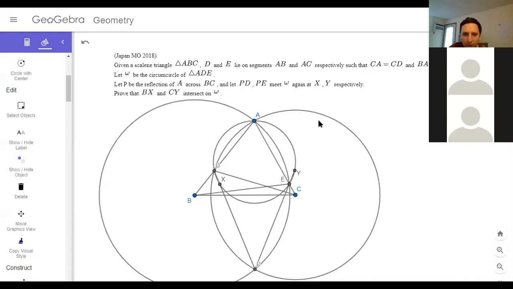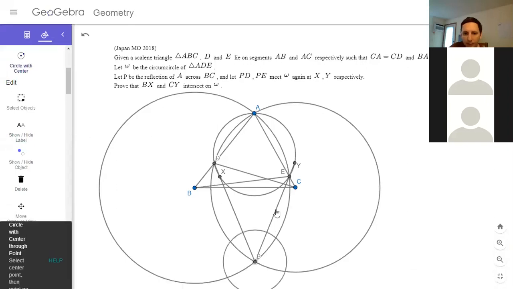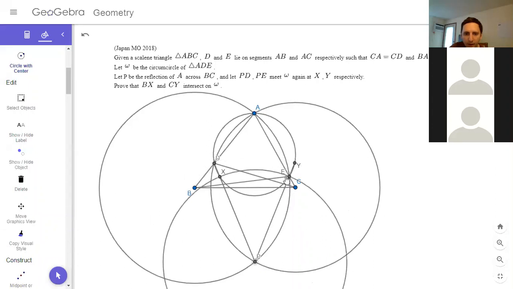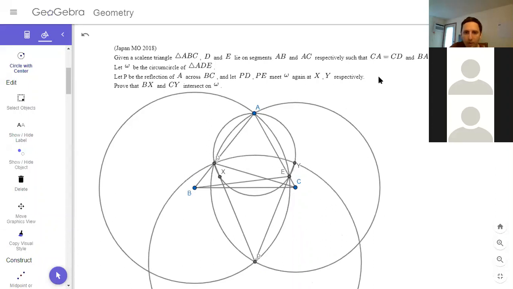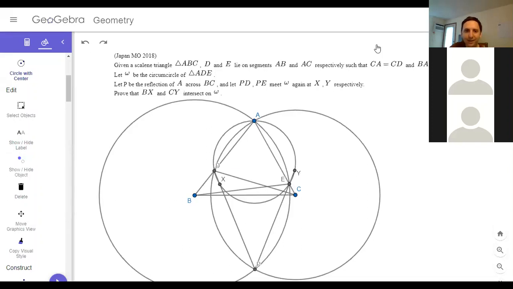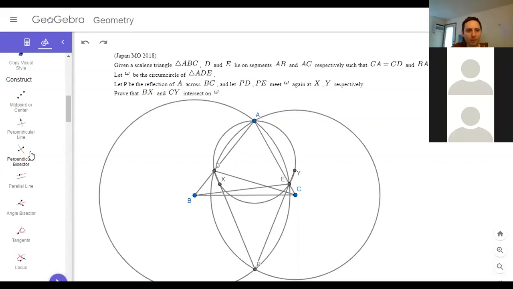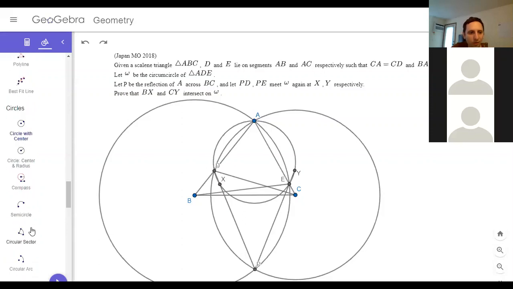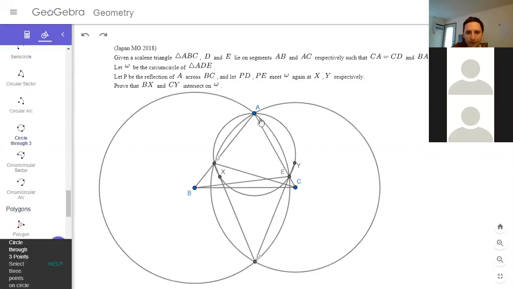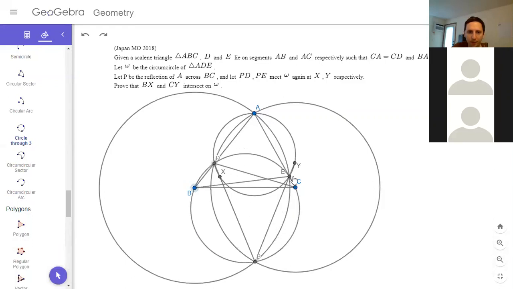Is that obvious? Let me check. Does PE equal PX? Yeah. PE equals PX, PD equals PY. Also, BDCE is cyclic. Yeah, that's true by an angle chase. I didn't even realize those two isosceles triangles are similar, but that is true, and P lies on it also.